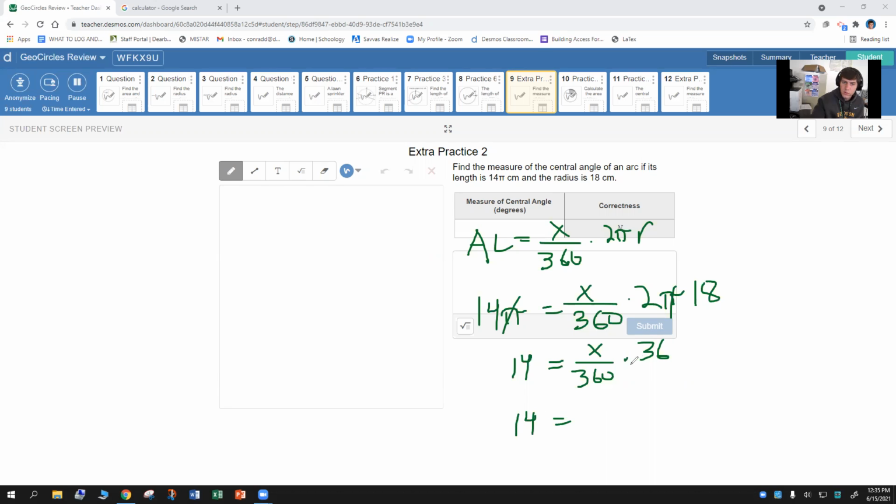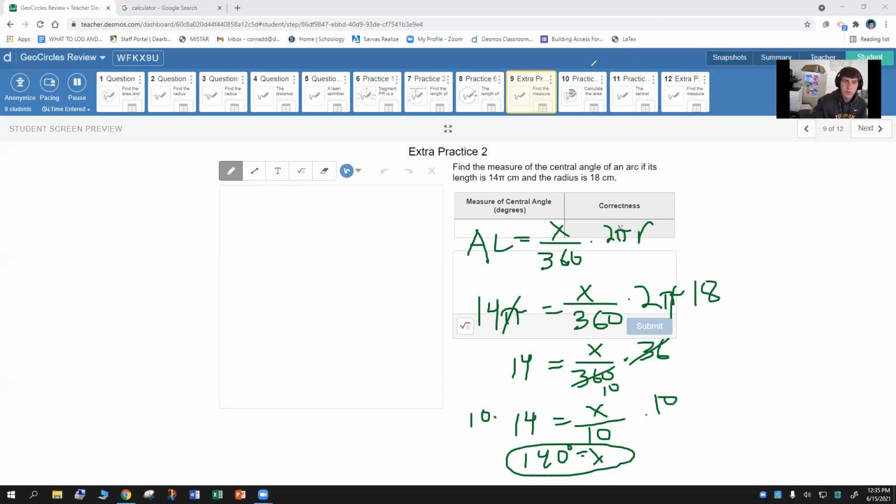So we can reduce this to 10, right? 36 goes into 360 10 times. So we have x over 10, and then we can multiply both sides by 10. And we get x equals 140 degrees. Again, in this step, you can just simply multiply both sides by 360 and then divide both sides by 36 if you want. I like to reduce and work with smaller numbers. It's whatever your preference is.